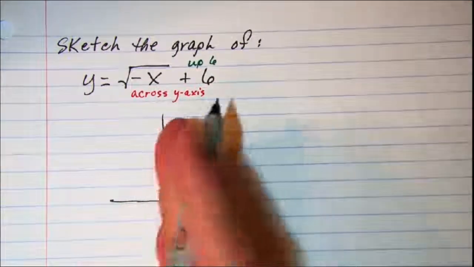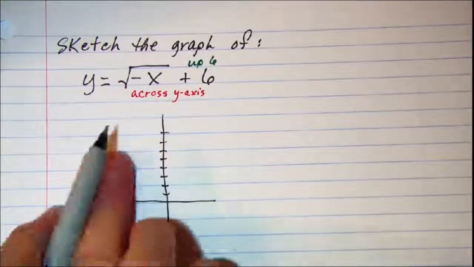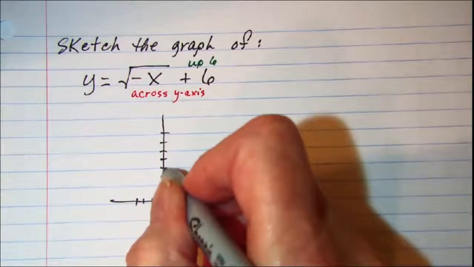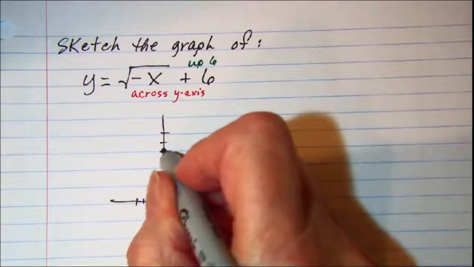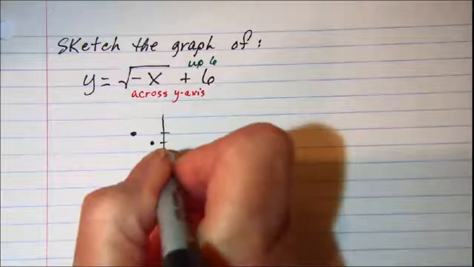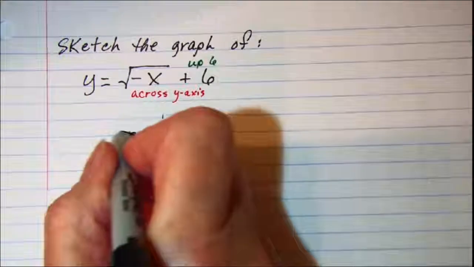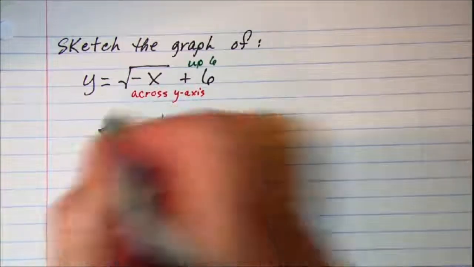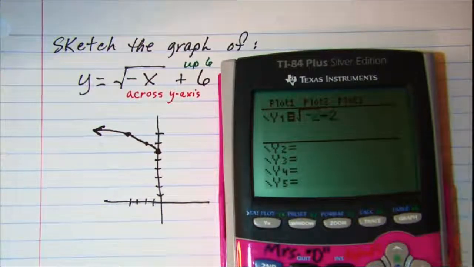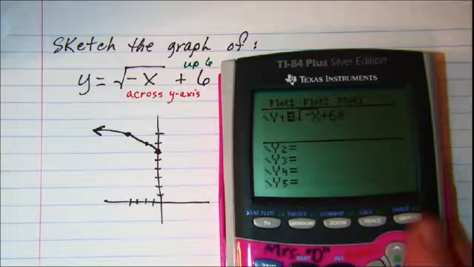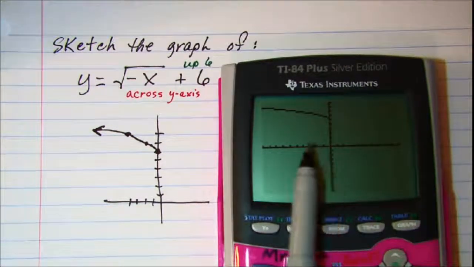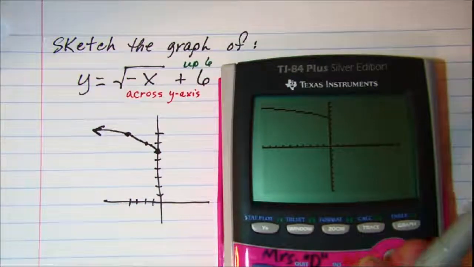And we're going to reflect across the y-axis, so we'll be over on the left side here. Going up 6 would put my beginning point for my square root right there. So my graph should look like this. So we have an identical graph. Let's do one more here.